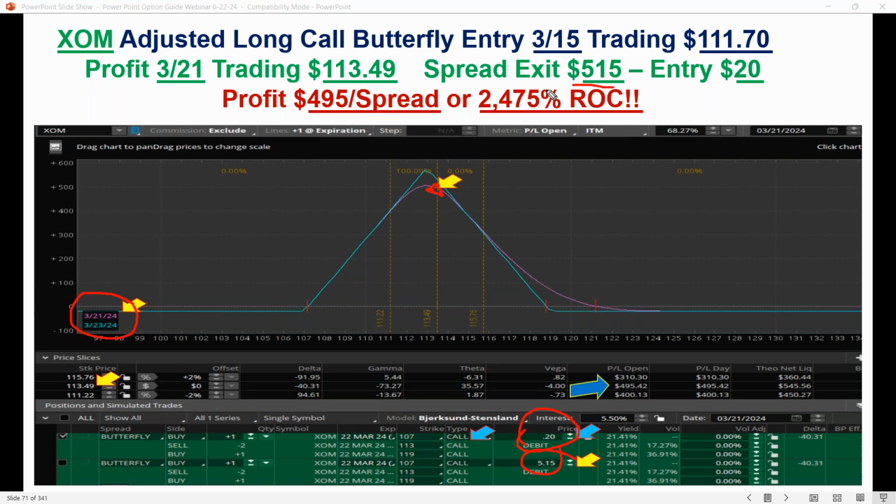Okay. So that's a profit. That was up to $495 per spread. That's a 2,475% return. Okay, so those are the things, and it's just a question of understanding the spread, then knowing when to do it and how to do it.